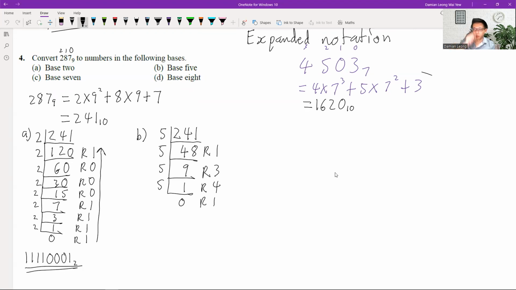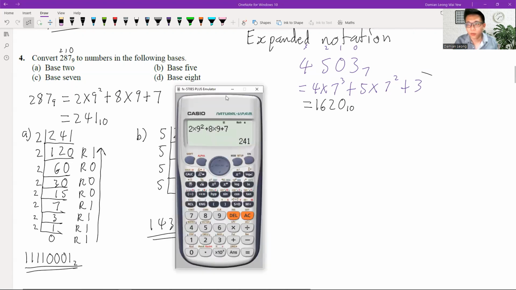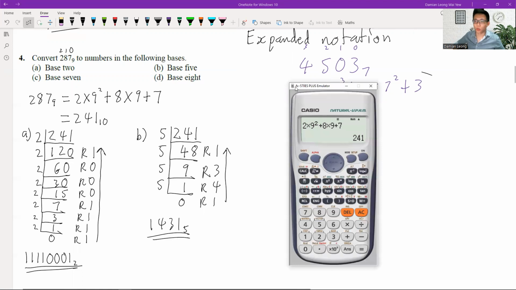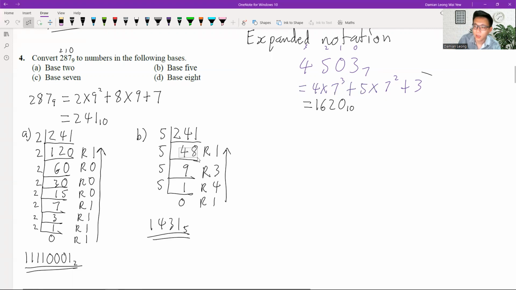Now, if you have trouble getting the remainder, or if you have trouble dividing, do not be afraid to use the calculator. So anyway, this answer is 1431 in base 5. Like I say, do not be afraid to use the calculator. So let's say I take 241 divided by 5. I only need to consider the whole number part for this.